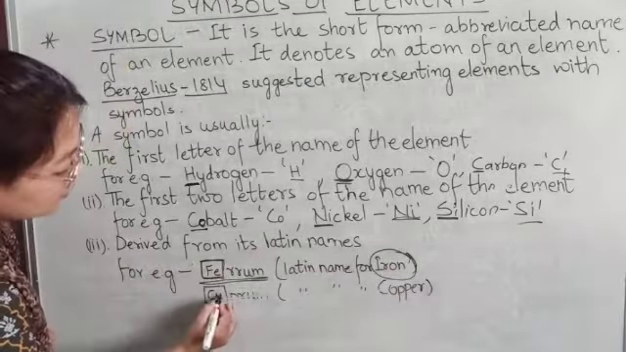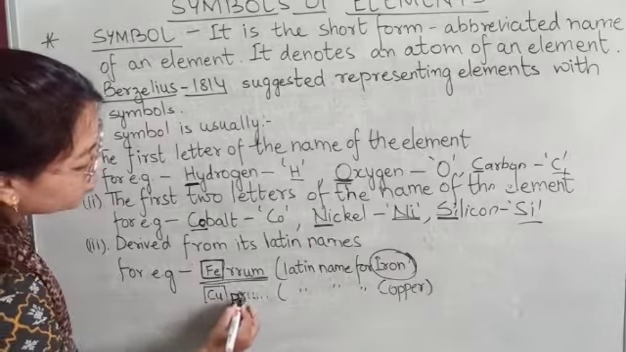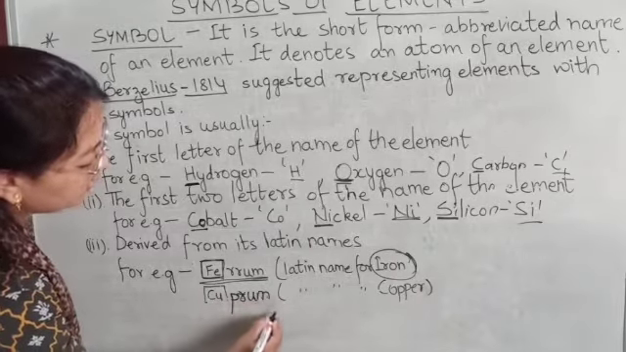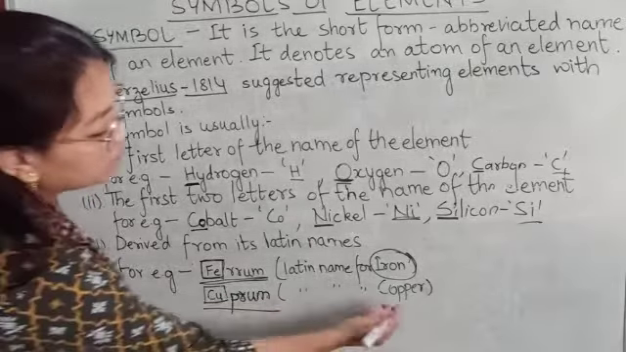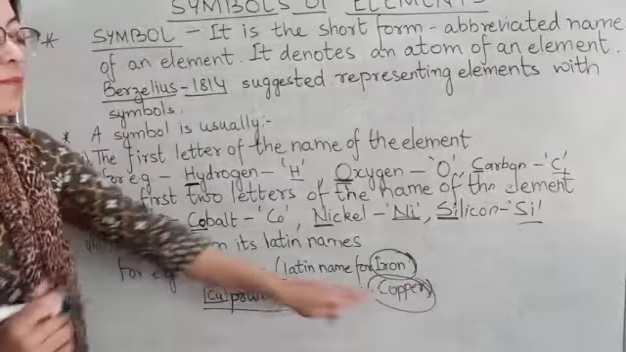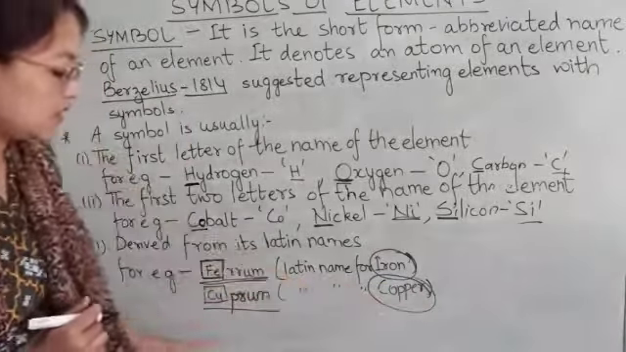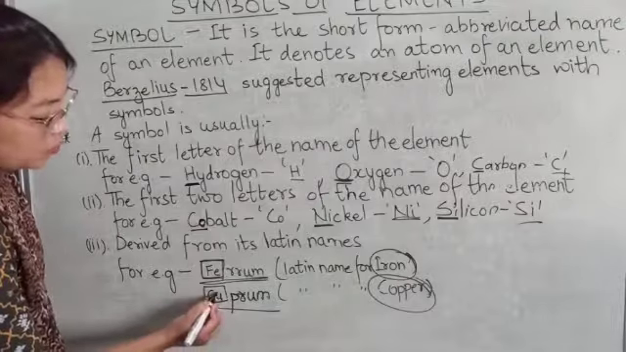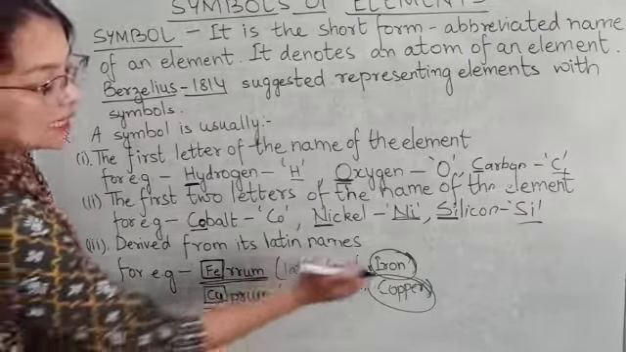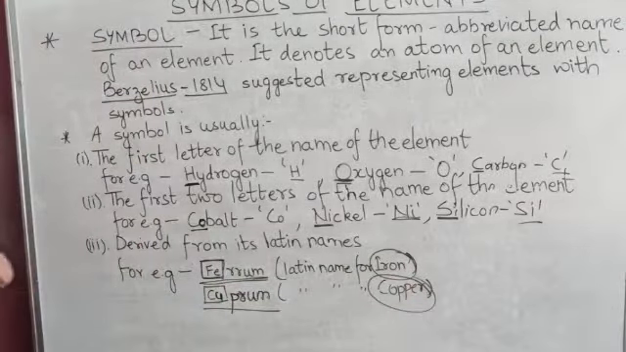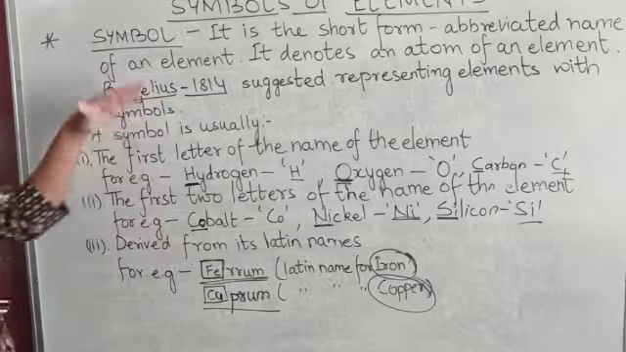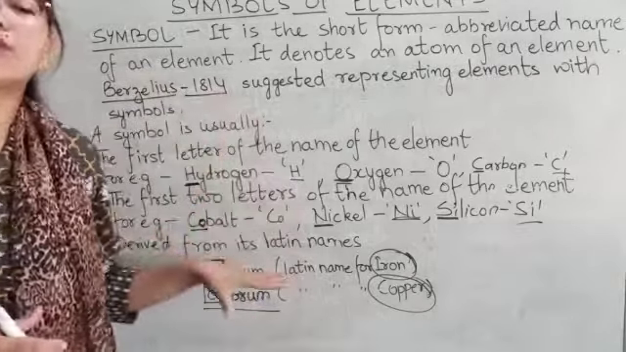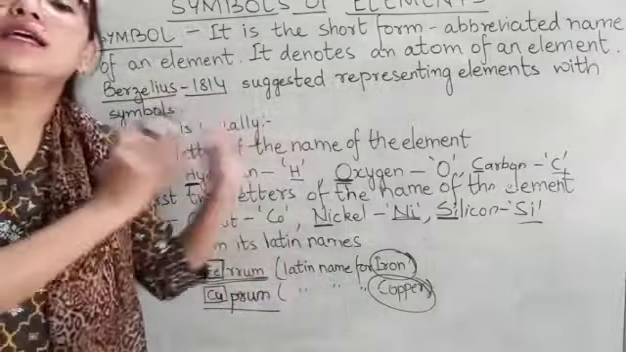The same is with cuprum. Cuprum is the Latin name for copper. So the symbol of copper is not Co, it is Cu. Cuprum, Cu. This is how the symbols are given to the elements.